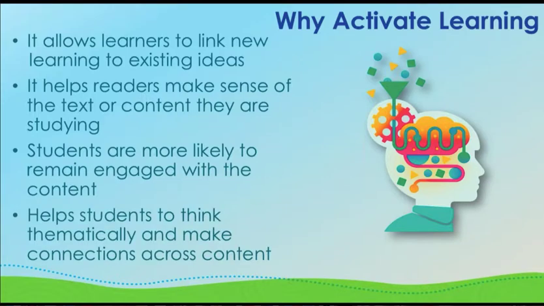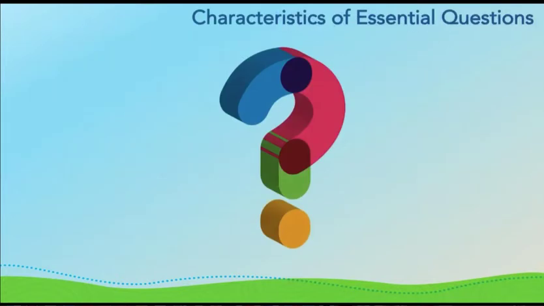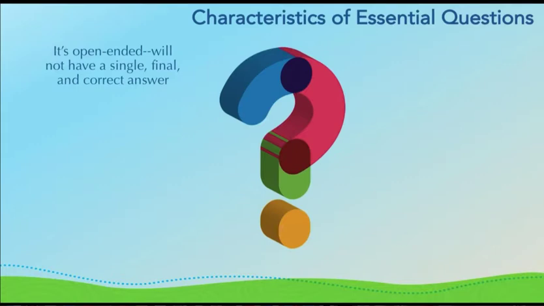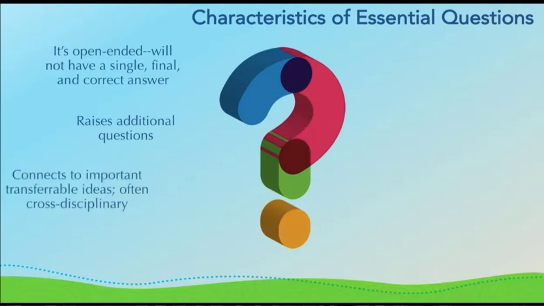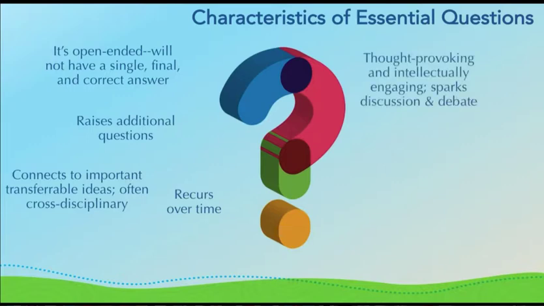And it helps students to think thematically and make connections across content, because essential questions cannot be answered simply. Characteristics of a good essential question are that they're open-ended. There's no single final or correct answer. It can't be Googled. They create more questions. They connect to important and transferable ideas. They're often cross-disciplinary. They remain relevant over time and can spark discussion and debate among your students.